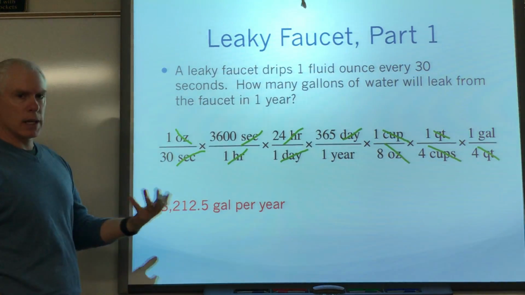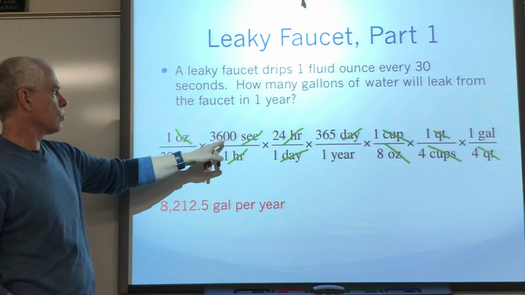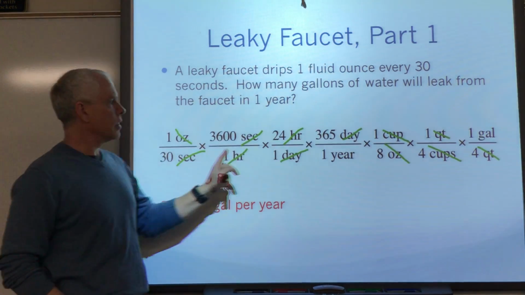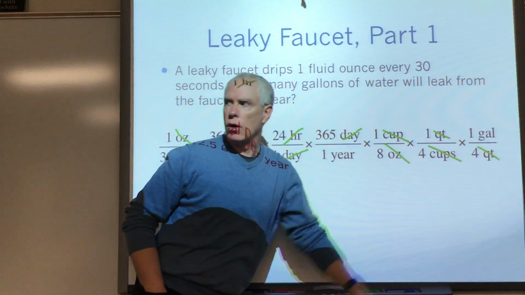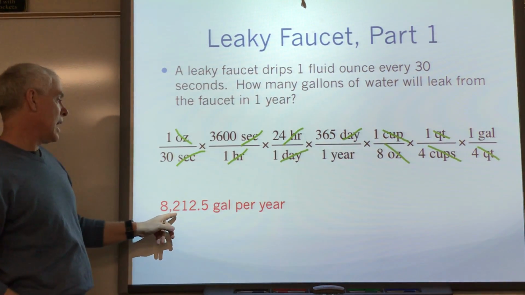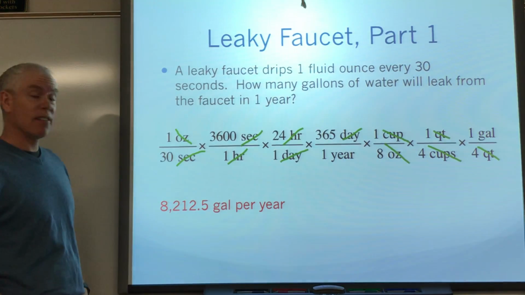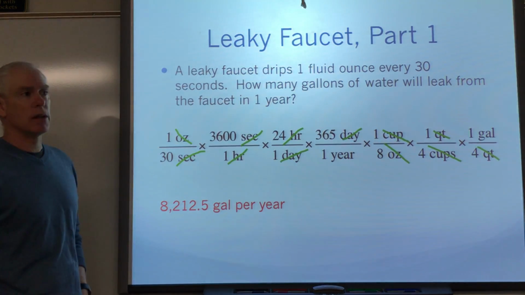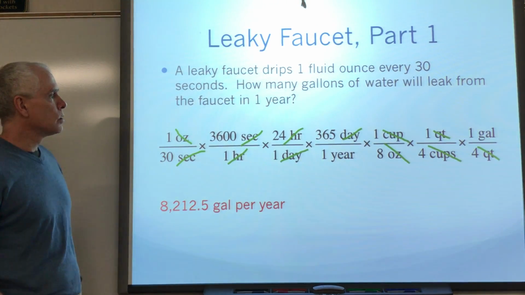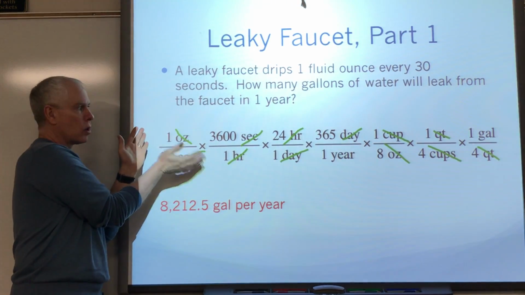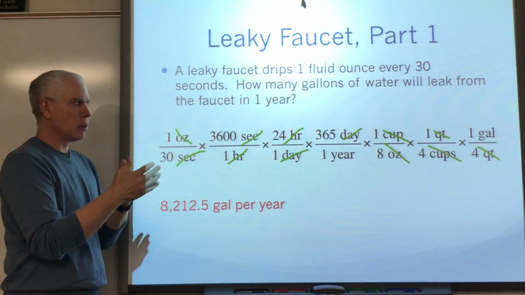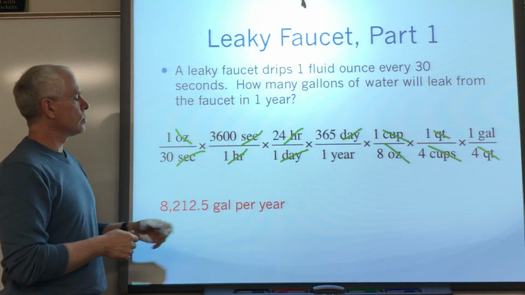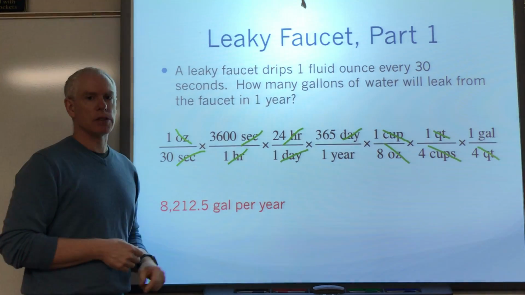And so then the rest of it is just simple mathematics. 3,600 times 24 times 365 divided by 30 times 8 times 4 times 4. And if I do that, I'm left with 8,212.5 gallons per year that are going to be lost if a faucet drips an ounce every 30 seconds. Okay? So again, make sure to show me this work, cross out the units, show me that you're left with, in this case, gallons per year when it's all said and done, and give me those units in the answer.